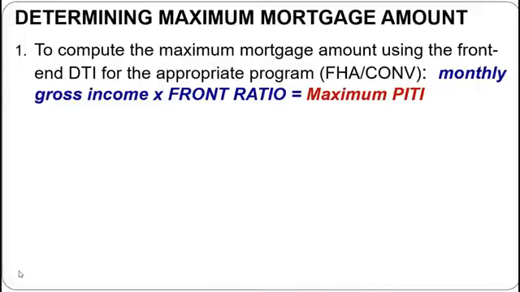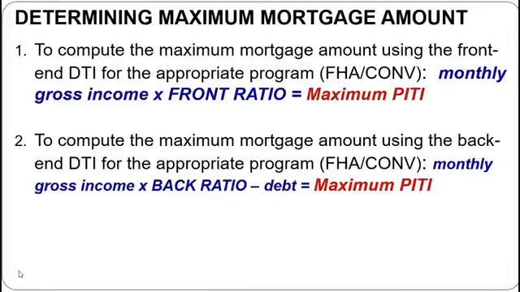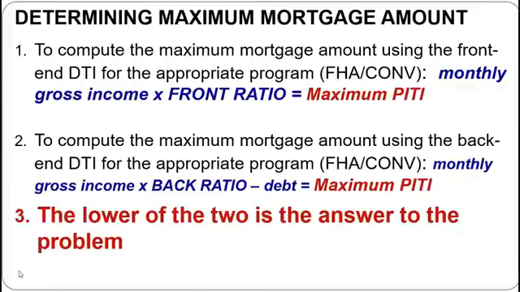In the problem, they'll tell you if it's FHA or if it's conventional, and you need to know that ratio. Step 1: the gross times the front ratio. Press equal. Step number 2: the gross times the back ratio, subtract the debt. The gross times whatever the back ratio is, minus the debt. Write that number down. Step number 3 says, look at both of those numbers you just wrote down. Whichever is the lowest is the answer to the problem.